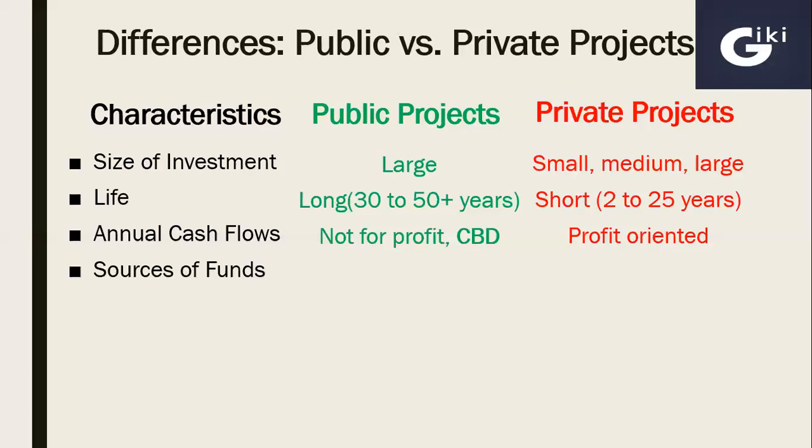The next thing is sources of funds. Normally, for public sector projects, the funds are provided through taxes, fees, and bonds. And in private sector projects, funds are provided from stocks, bonds, and loans. Now, taxes, as I explained earlier, that public sector projects use taxpayer money. So the taxpayers' money can be used to build or construct the public sector projects.